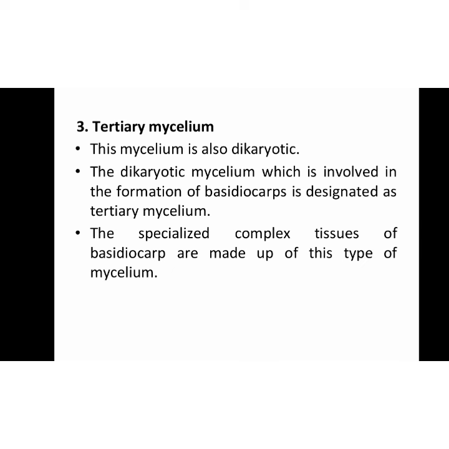3. Tertiary mycelium. This mycelium is also dikaryotic. The dikaryotic mycelium, which is involved in the formation of basidiocarps, is designated as tertiary mycelium. The specialized complex tissues of the basidiocarp are made up of this type of mycelium.